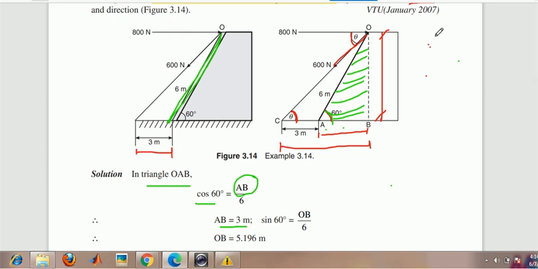meters. Similarly, you have to apply sine, and you will get the other side, that is OB, that is sine 60. Sine 60 is equal to opposite by hypotenuse. By simplifying you will obtain the AB and OB distances.